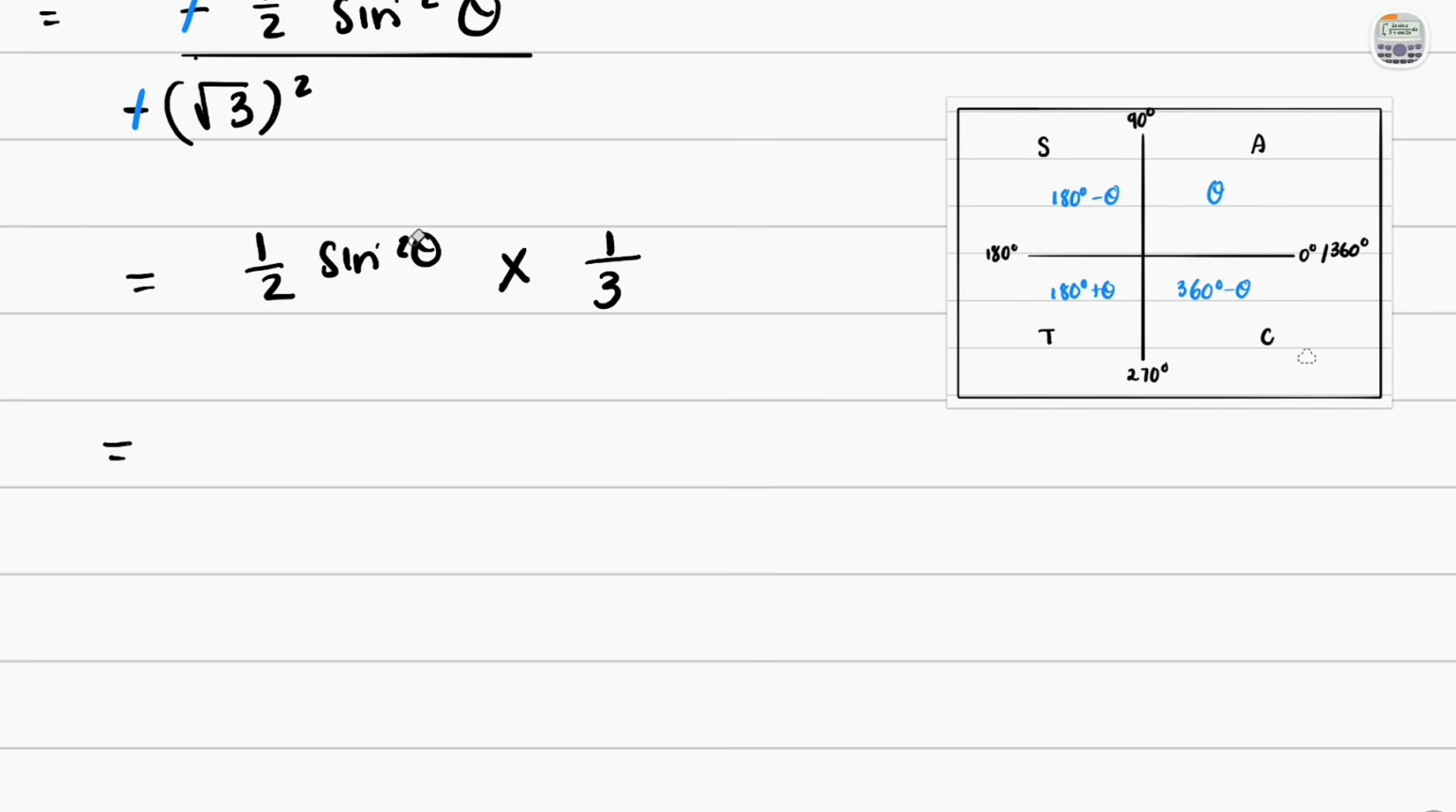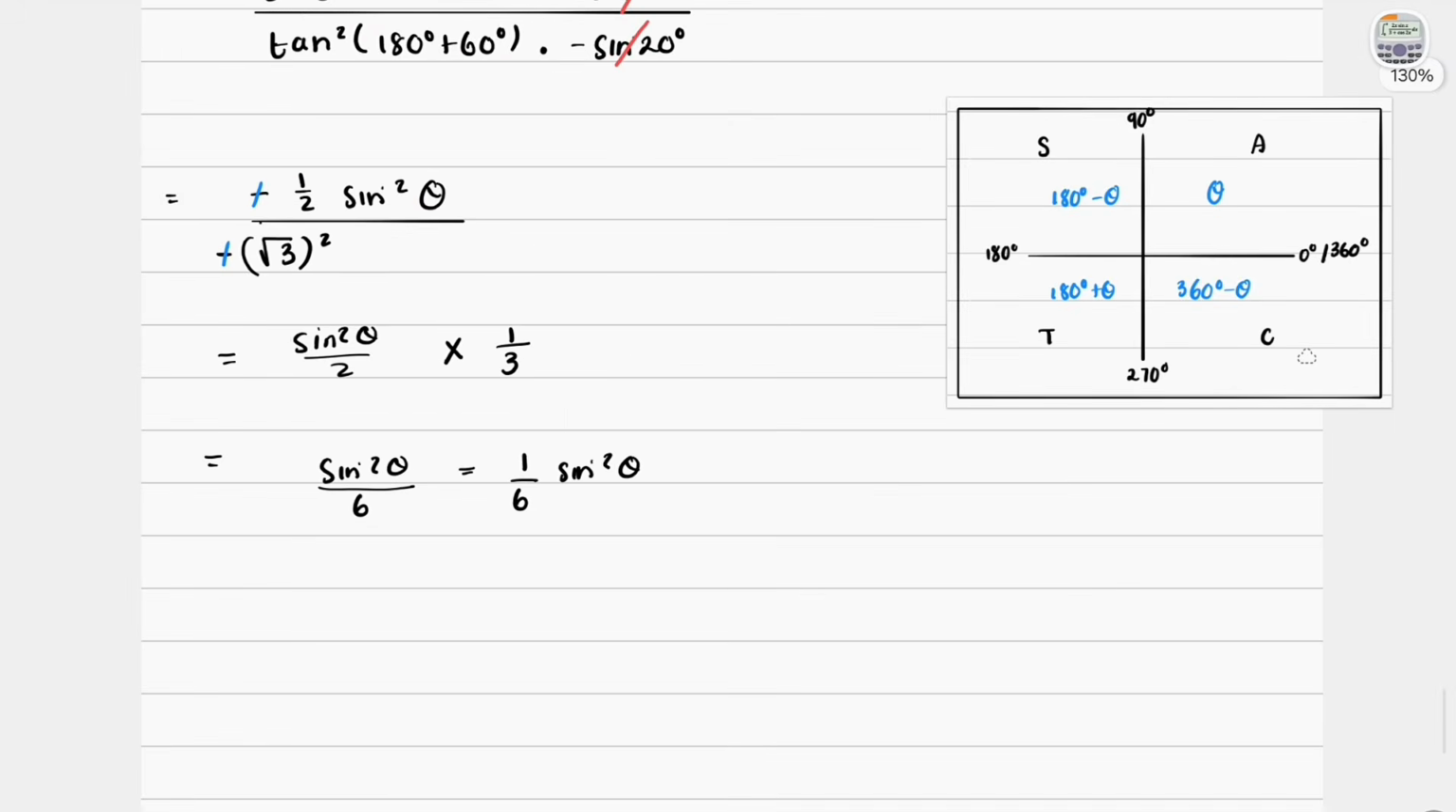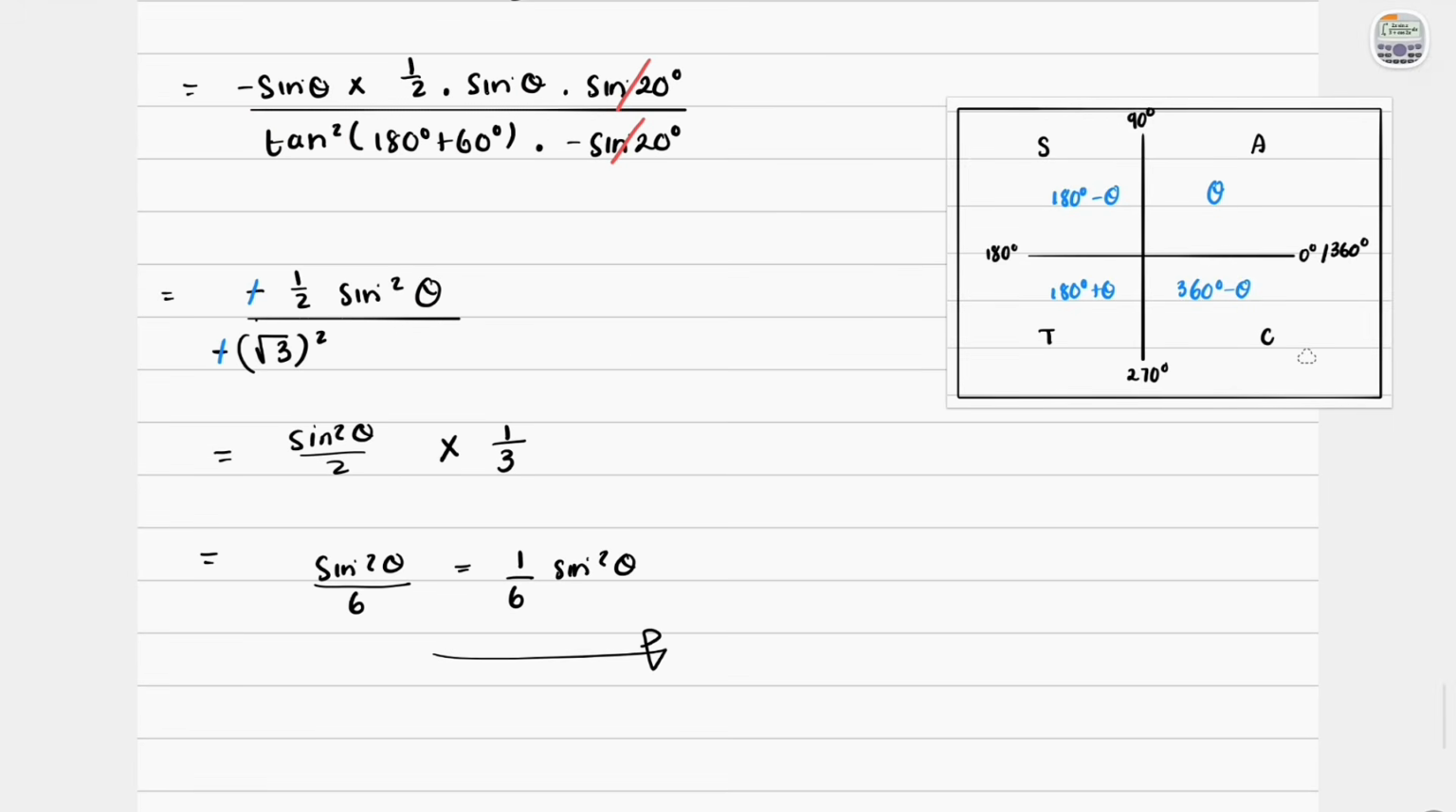So in a nutshell, remember sine squared is really in the numerator. You can't just rewrite this as sine squared theta over 2. So numerators multiply, and that is sine squared theta and then over 6. Okay, you can rewrite this as well as 1 over 6 sine squared theta, and that's also fine. So that is it for this question. Moving on to the next question.